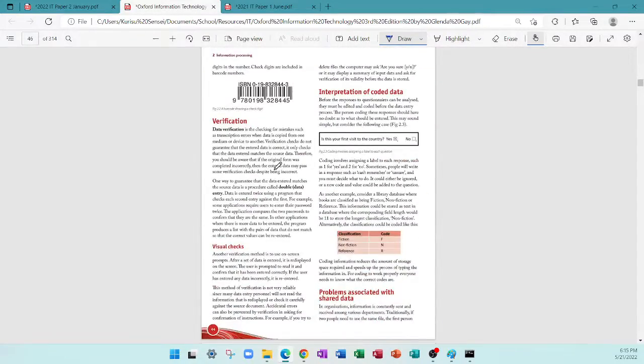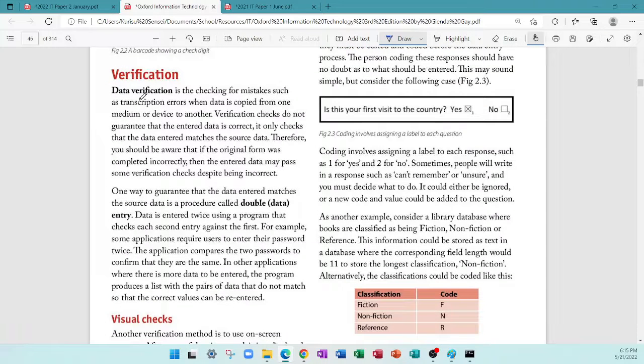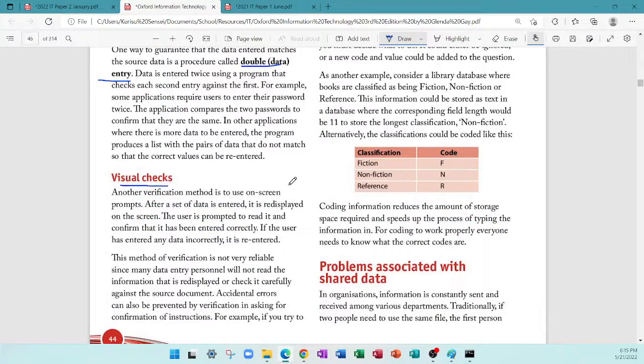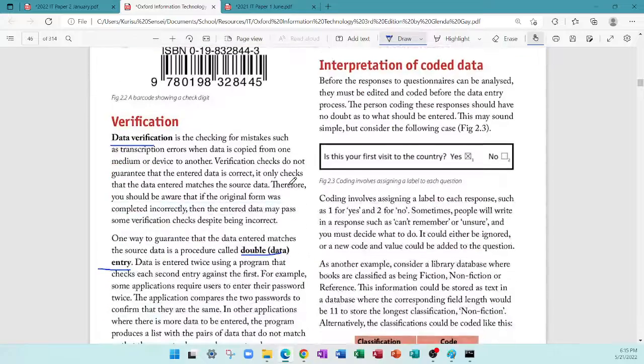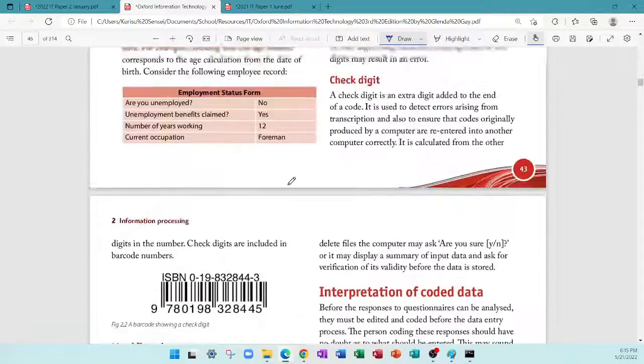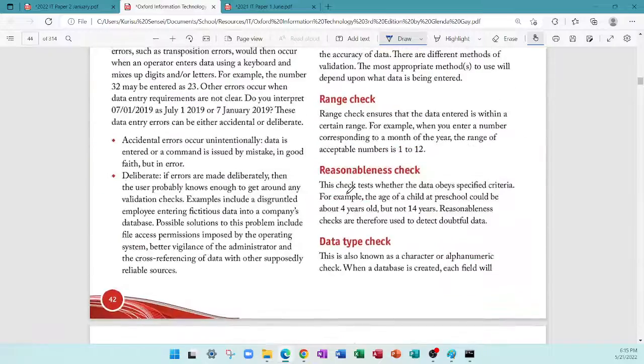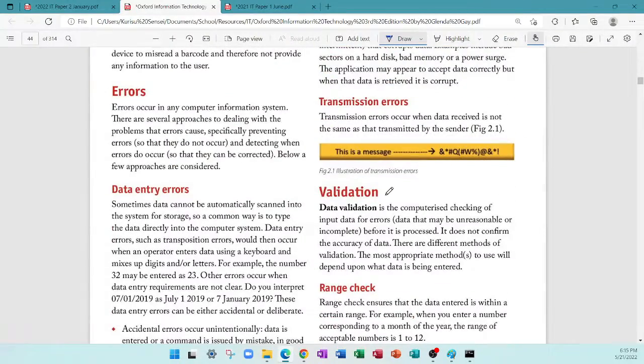An easy way that can help you to remember is that verification only has double entry verification. Basically the only verification methods are double entry or visual check. You check it visually or you do a double entry. Verification is basically checking to see if it has any mistakes. But validation is basically checking to see if you meet the criteria when you enter data.